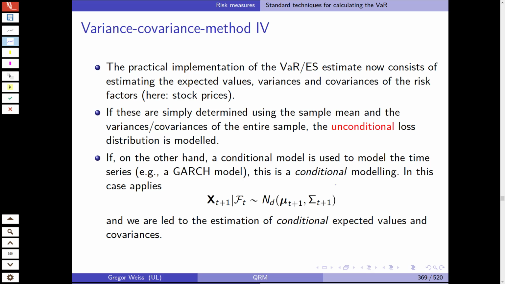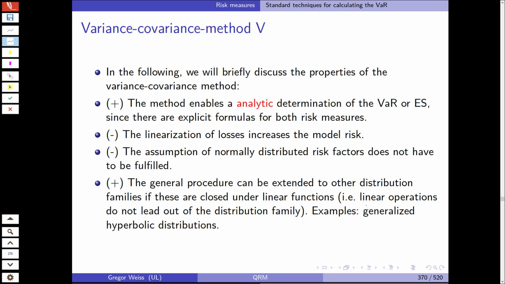You can also use it in a conditional way if you use a time series model, but the problem is obviously who tells you that risk factors are really normally distributed? So this assumption of a normal distribution is the main drawback of the variance-covariance method, and it also naturally includes a linearization approximation, a linear approximation of your risk mapping. And in practice, you will never see risk factors that are purely linearly related to each other and that are normally distributed. So that's a problem.